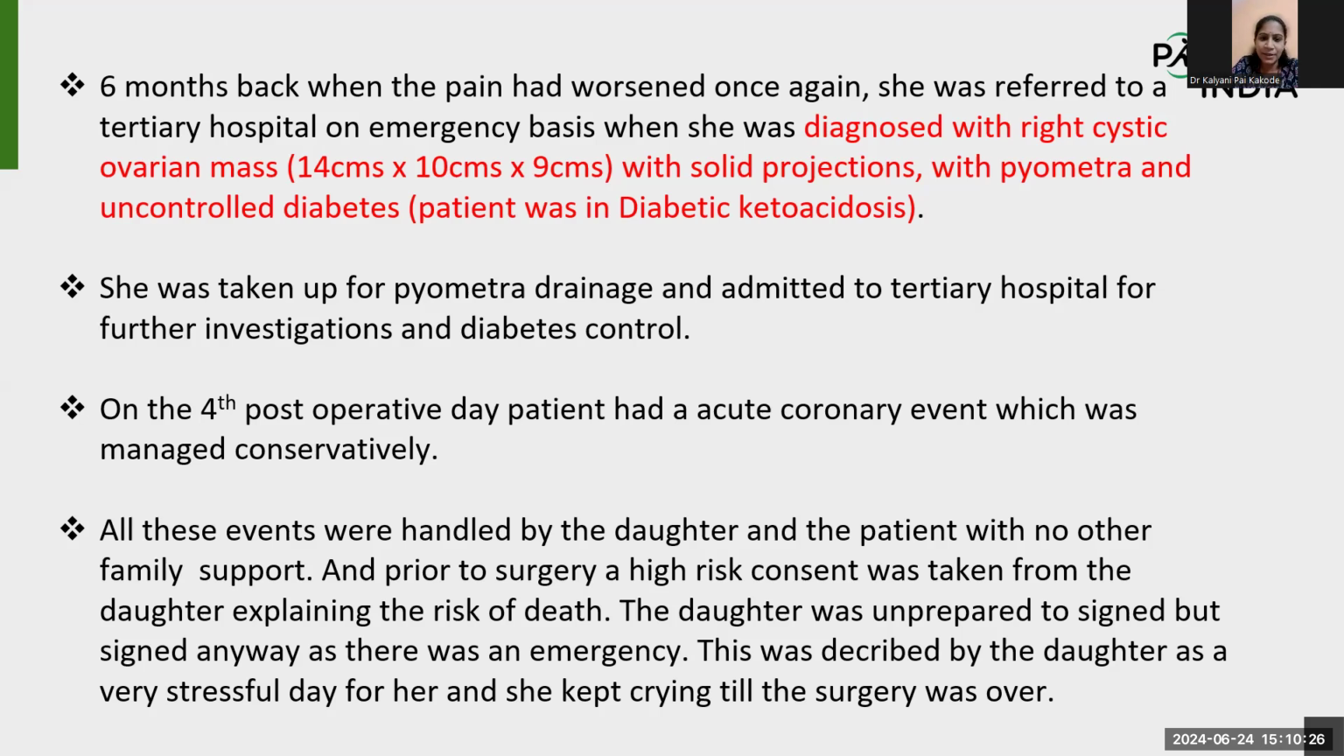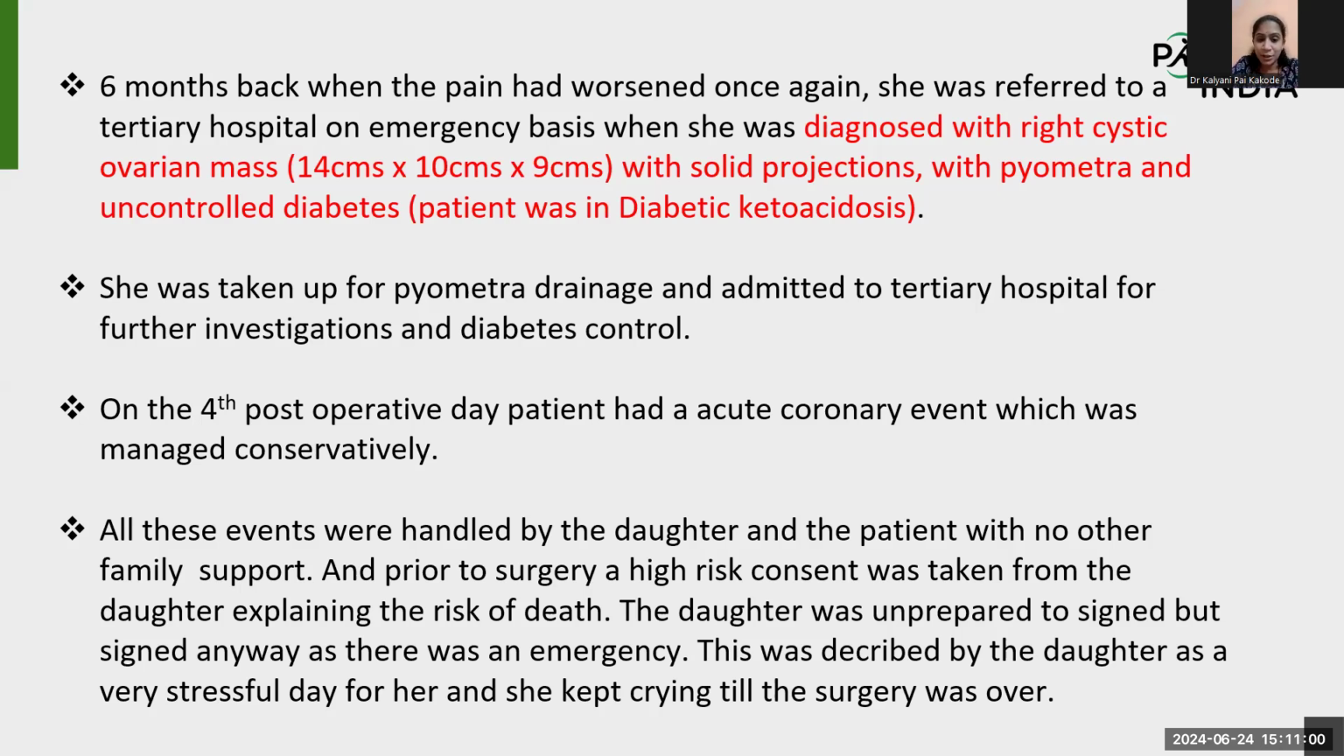She also had pyometra and uncontrolled diabetes, and the patient was in diabetic ketoacidosis. So she was taken for pyometra drainage and admitted in the tertiary hospital for further investigations to be carried out, and also because of her uncontrolled diabetes. So when she was admitted on the fourth post-operative day, she had an acute coronary event, which was managed conservatively. Now, all these events were managed by herself and the daughter alone. There was no other family support.